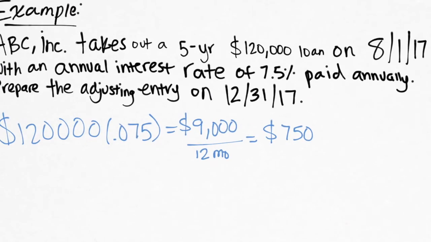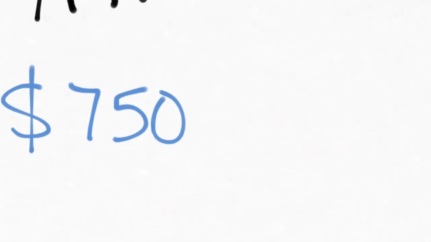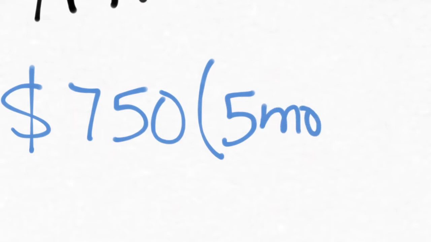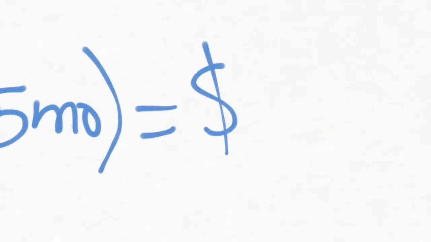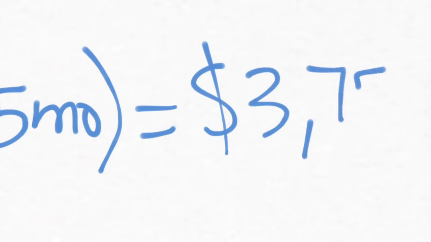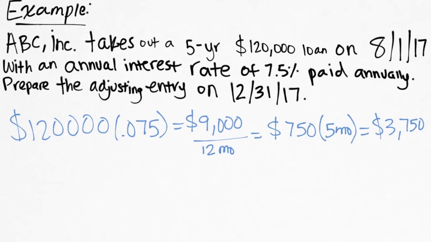Now, all we have to do is multiply that $750 by 5 months, because that's how much time has gone by, and that will give us a total of $3,750 in interest for 5 months. Now, let's write the journal entries.